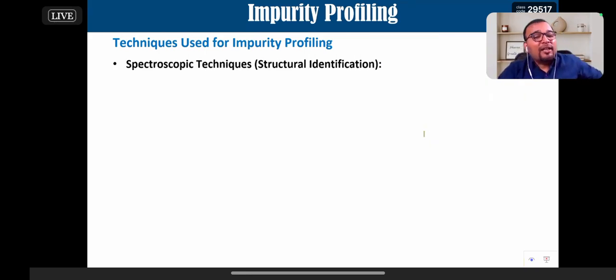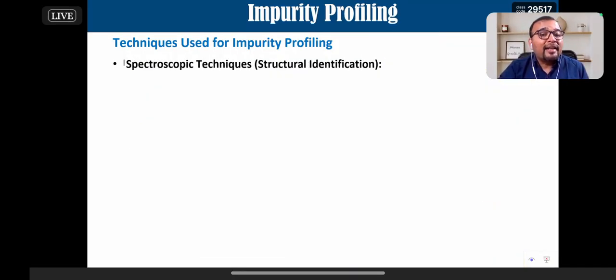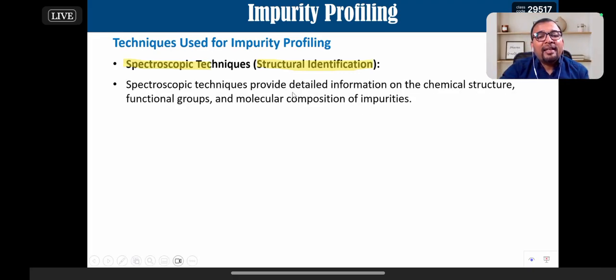And then there are certain spectroscopic techniques which can be used. See, chromatographic techniques are called separation techniques most of the time. And spectroscopic techniques are called structure identification techniques. So you can use UV, IR, mass spectrometry, NMR, and those spectrometric techniques are going to help you to actually identify the structure of the compound. So spectroscopic techniques provide detailed information on the chemical structure, the functional groups available in the compound, and molecular composition of impurities.